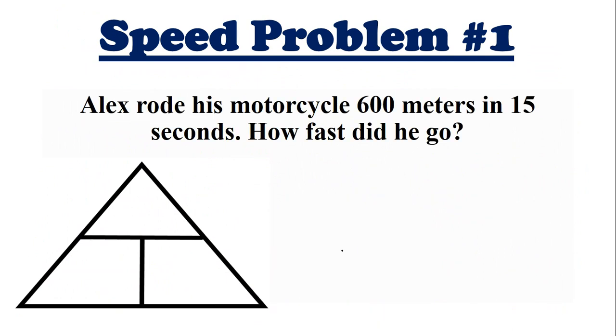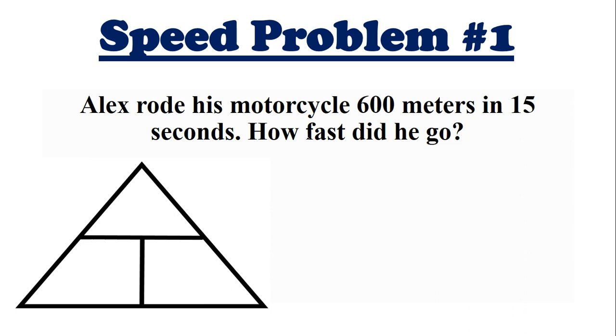So speed problem number 1. Get your calculator ready. We're going to do this one together, then you're going to try the next one on your own before I go over it. This first one says, Alex rode his motorcycle 600 meters in 15 seconds. How fast did he go?